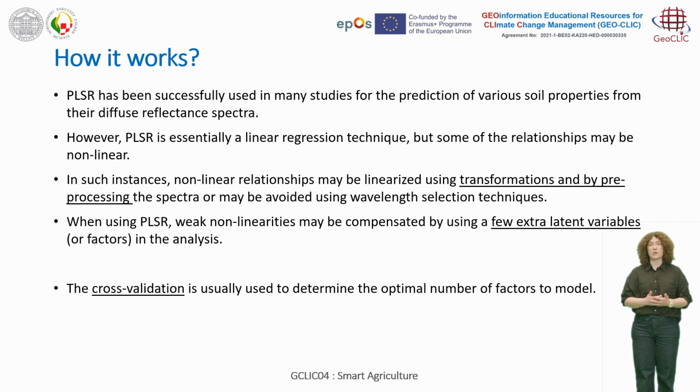It is essentially a linear regression technique, but some of the relationships may be nonlinear, and in that sense we can use different transformations and pre-processing of the spectra. Or we can select some specific wavelengths and wavelength ranges specific for some properties to make prediction models and to increase the accuracy. When using PLSR, some weak nonlinearities may be compensated by using a few extra latent variables or factors, which are calculated by PCA. Cross-validation is usually used before prediction modeling development to determine the optimal number of factors for the model.